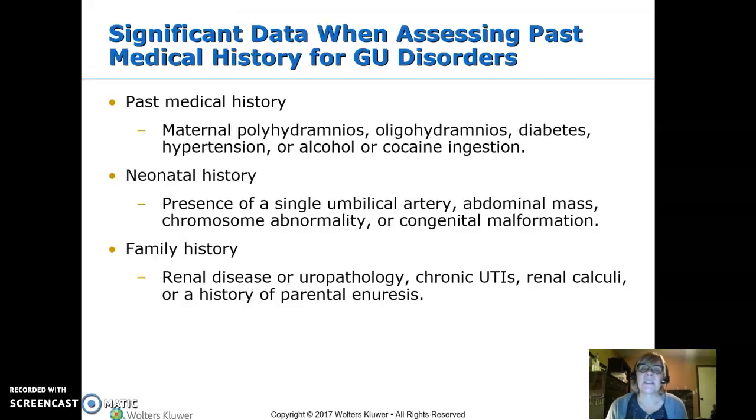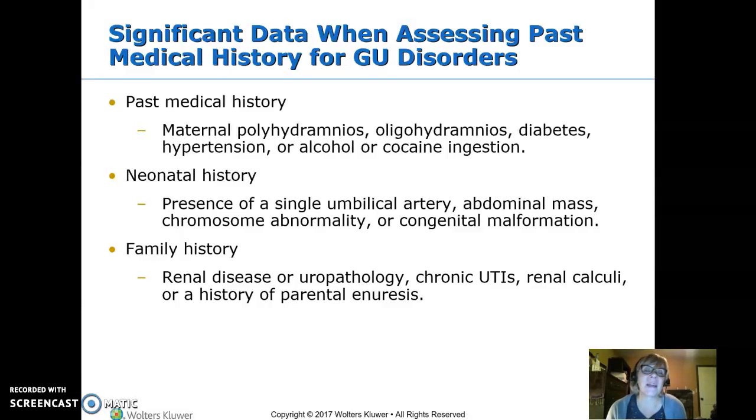So some significant data that you need to assess when you're getting the medical history for a GU disorder. We want to know the past medical history, particularly during pregnancy. Was there any issue with amniotic fluid, polyhydramnios or oligohydramnios? A lot of that amniotic fluid is the baby swallowing and peeing, right? So that tells us something about how the fetal kidneys were doing.